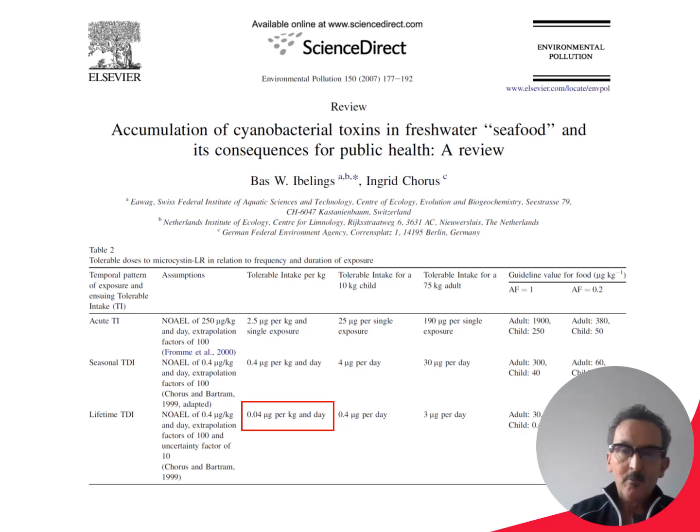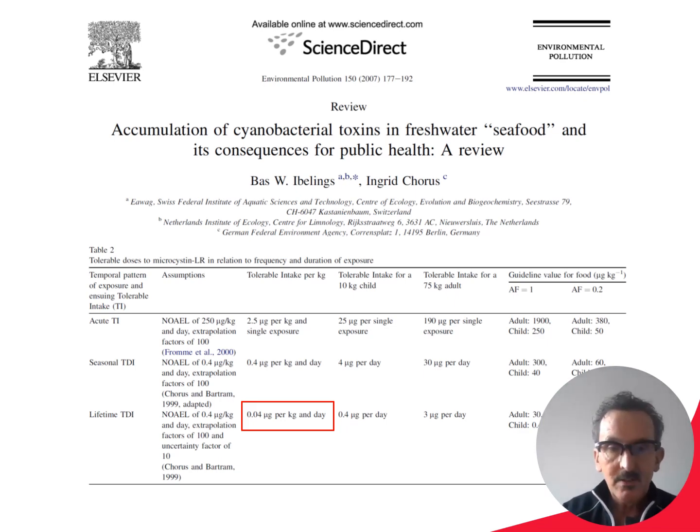In this paper with Ingrid Chorus, we started to question whether it makes sense to always base ourselves on lifetime exposure. This was a review where we reviewed the evidence for cyanobacterial toxins in freshwater seafood, in fish or crayfish, or in some countries snails. And we say, how likely is it that people are exposed to microcystins or other toxins through their food day in, day out for the rest of their life? We say it's more a seasonal exposure, maybe during a summer season where you have blooms, where you harvest shellfish or whatever, and you eat that for a few months or a few weeks at most.